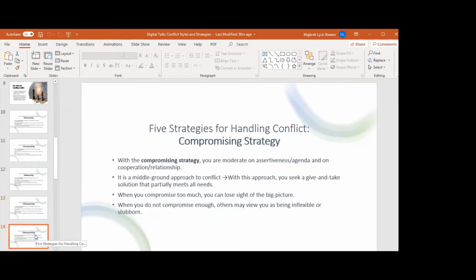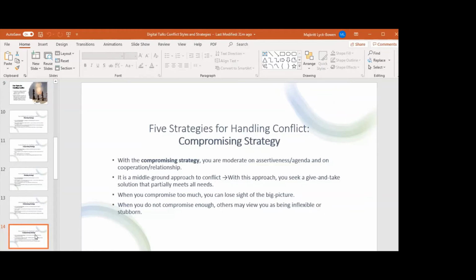Finally, we also have the compromising strategy. With the compromising strategy, you are moderate on both these axes. So you're moderate on assertiveness and agenda, and you're moderate on the cooperation and relationship one. So this is really the middle ground approach to conflict. Here you're creating an environment of give and take, with solutions that partly meet all needs of people. So if I compromise a little bit here, you'll have to compromise a little bit there.